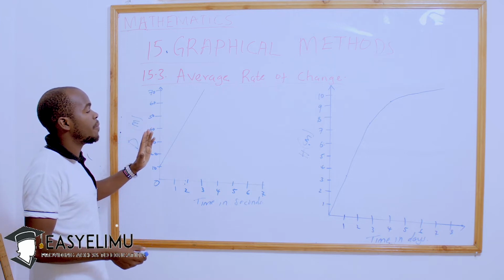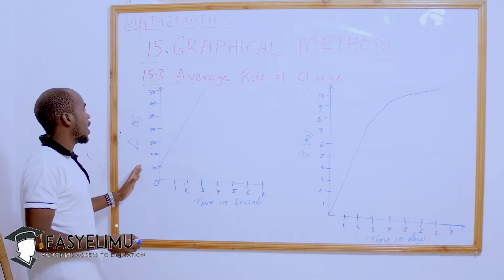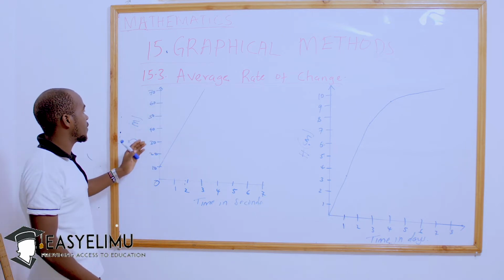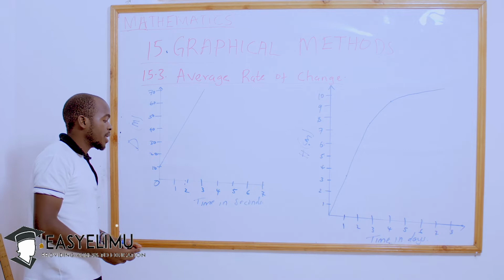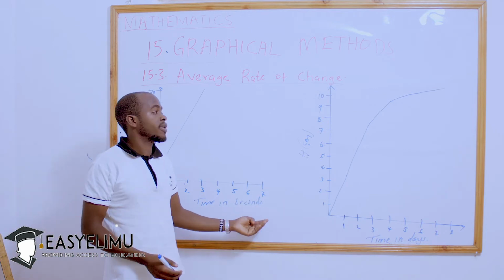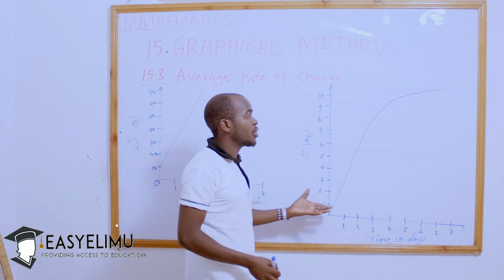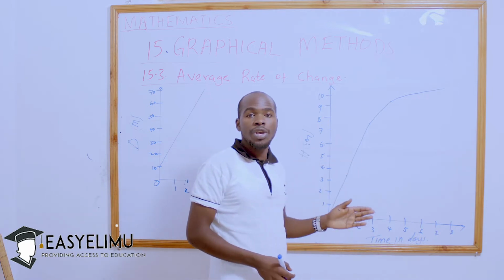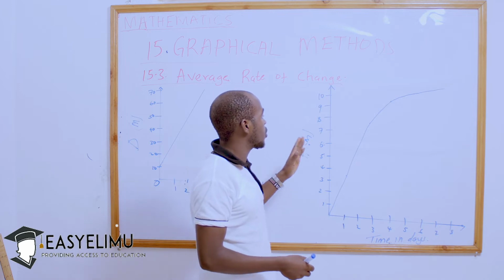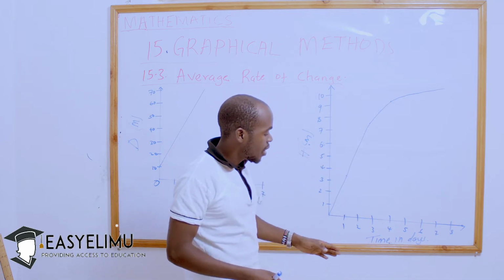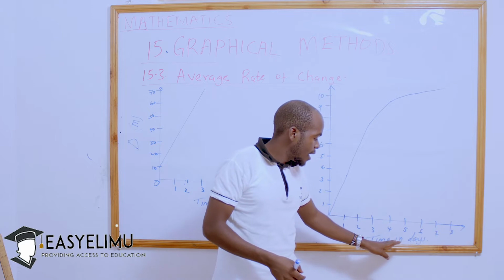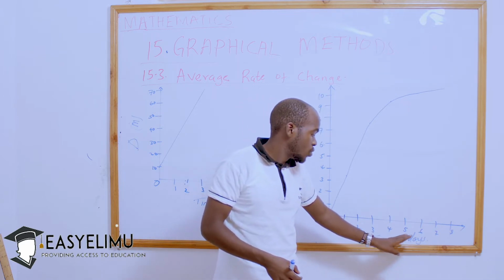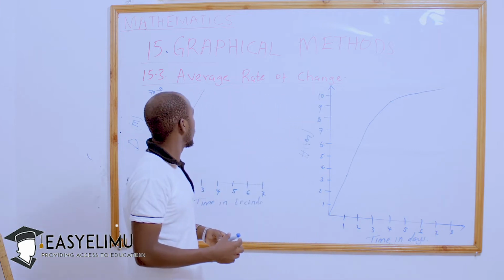One of the graphs here is of a given particle moving, covering a given distance. This one is distance in meters with time in seconds. And then we have another graph here which is a curve and is of the height of a growing seedling. So that is the height of a growing seedling in centimeters with respect to the number of days. So that is how it will be.